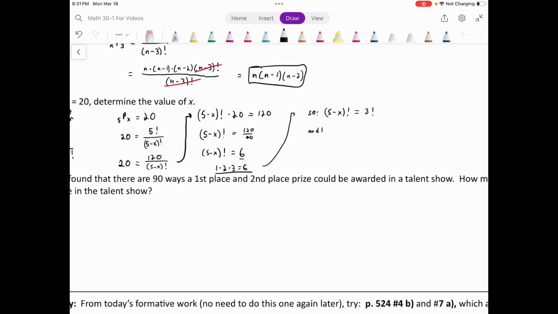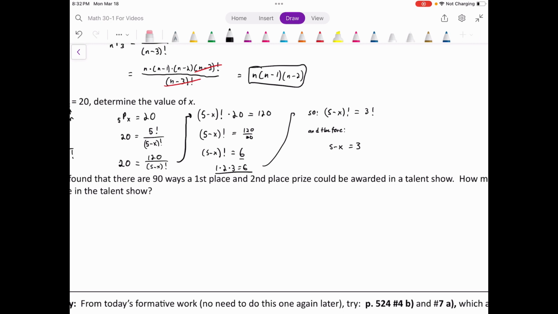And therefore, 5 minus x must just equal 3, right? If 5 minus x factorial is 6 and 3 factorial is 6, well, 5 minus x must just be 3. There's no other number factorial that gives us 6, right? That's the nice thing about factorials. 3 factorial is always equal to 6. 4 factorial is always 24. So 5 minus x equals 3.